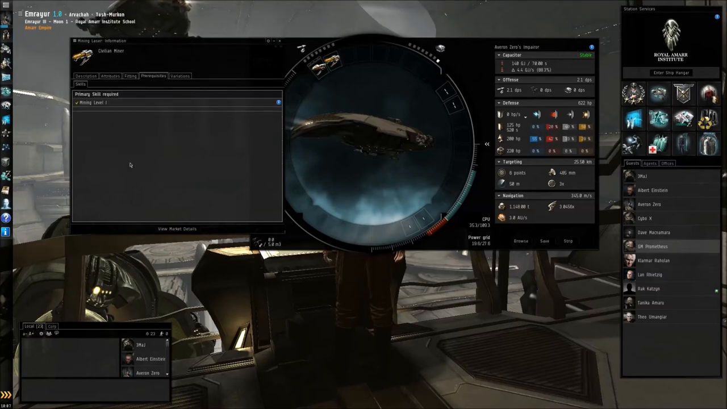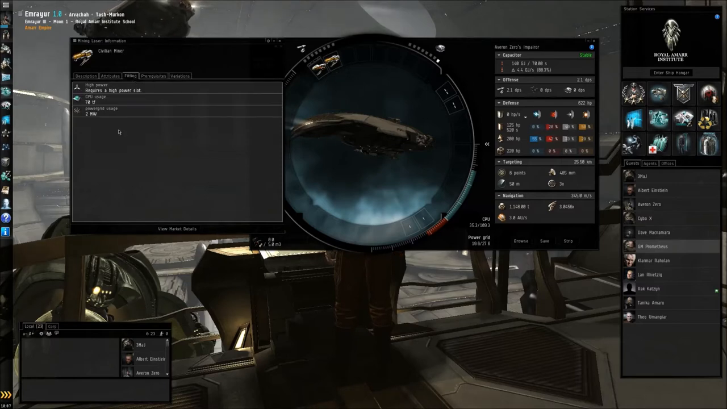First of all, equipment has skills. You need to get certain skills to use certain equipment, and skills also upgrade equipment so we can make it better. But they also have these requirements here. For instance, this requires 70 teraflops of CPU usage, and that's my CPU usage, and 2 megawatts of my power grid.